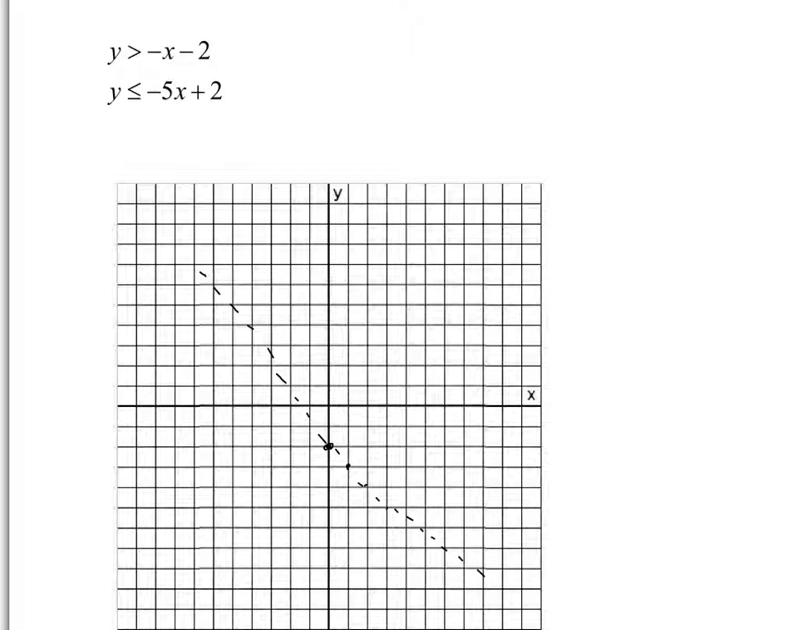Now let's shade this. So I want all of the y's that are greater than that line. So I'm going to draw a shaded region like this, with everything that is above the line.